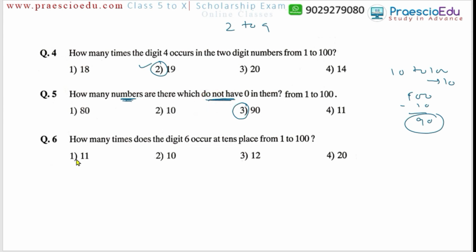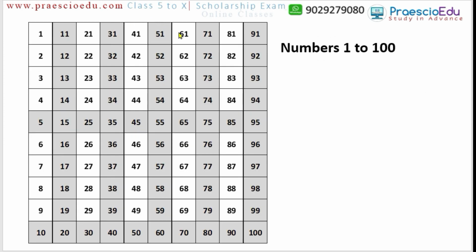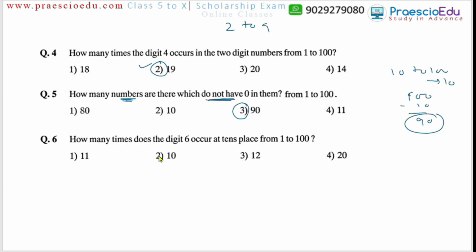Now, how many times does the digit 6 occur at the tens place from 1 to 100? The digit 6 should come at the tens place, so I will open this. From 61 to 69, this is 9 counts, and then 60 also, so there are 10 counts in total. So 10 means option number 2 is the correct one.